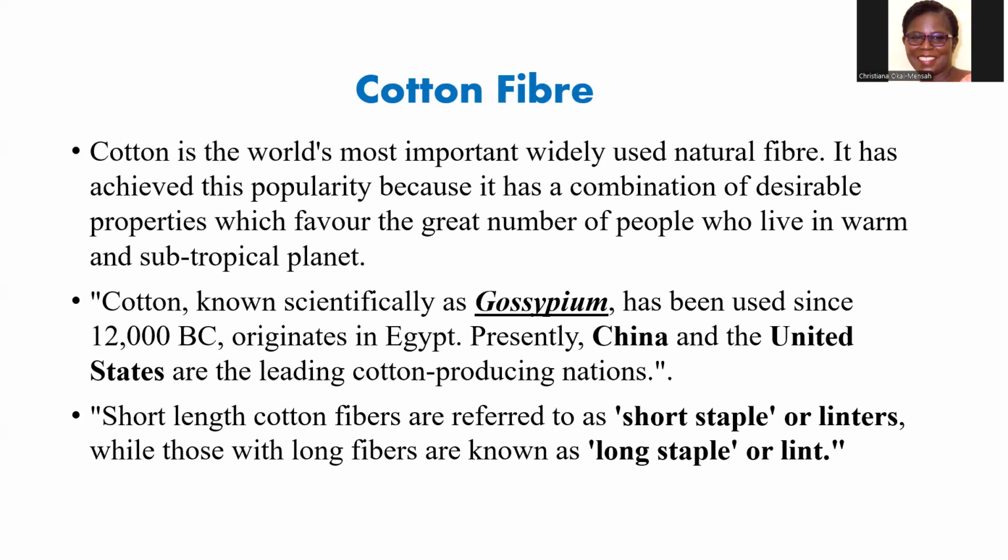Cotton is short in length, and that is referred to as short staple or linters. The cotton itself is a short fiber, but we have very short ones, and the very short ones are called short staple. And then the long ones that we can put together and twist to get the yarn are called lint. So short staple or linters, then the long staple or length. So it's the length that you use to produce yarn.